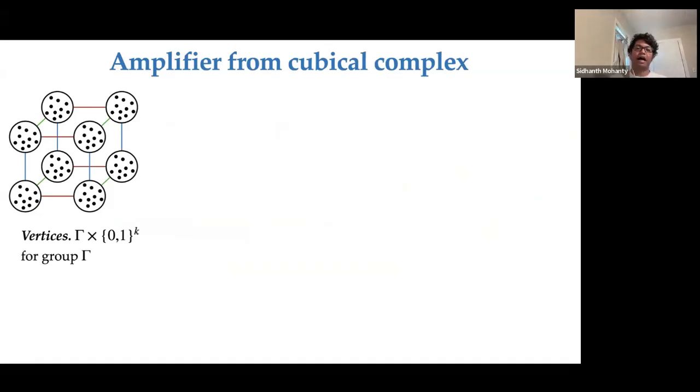All right, so I guess I told you what the cubical complex is, but I need to tell you how you get an amplifier graph from this cubical complex. Because the amplifier graph was a tripartite graph, so the types don't quite match up yet. So let me do that next.